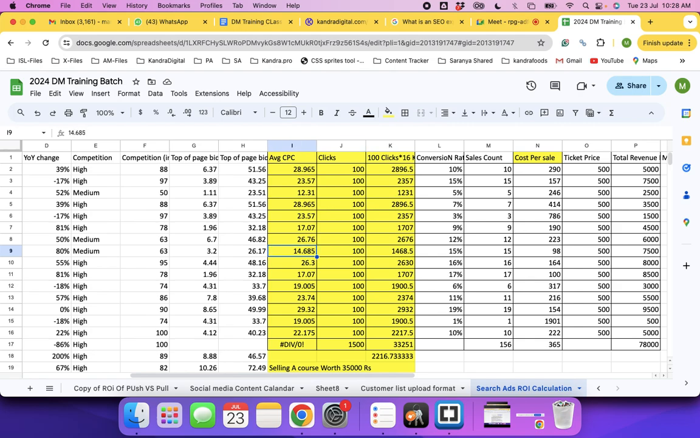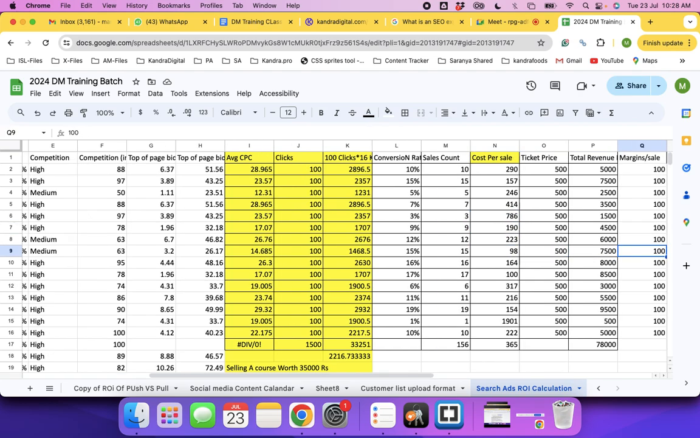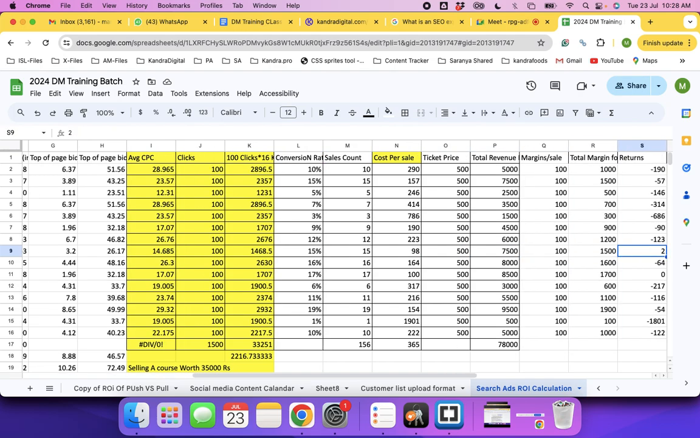See now, your business, you are making profits when your average CPC is very less and your conversion rate is also decent. See, conversion rate is also 15%. So now the cost per sale has come down. Look at the cost per sale. Cost per sale is 290, 414 also. And here it is just 98 rupees. When cost per sale comes down, your margins will increase. Your profit will increase. Correct?